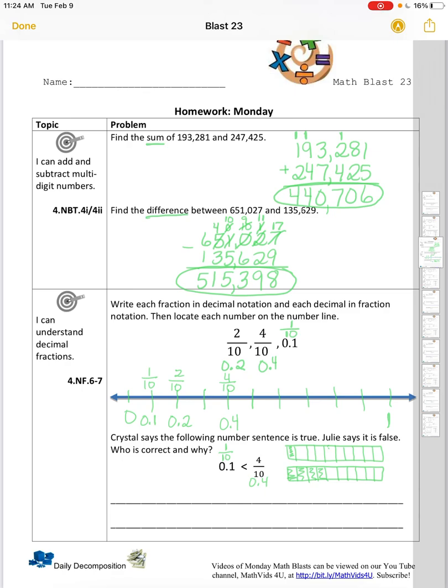And so since the statement says 1/10 is less than 4/10 and Crystal said it's true, then we will say Crystal is correct. 1/10 is less than 4/10. And one way we know that is that 1/10 is to the left of 4/10 on a number line.